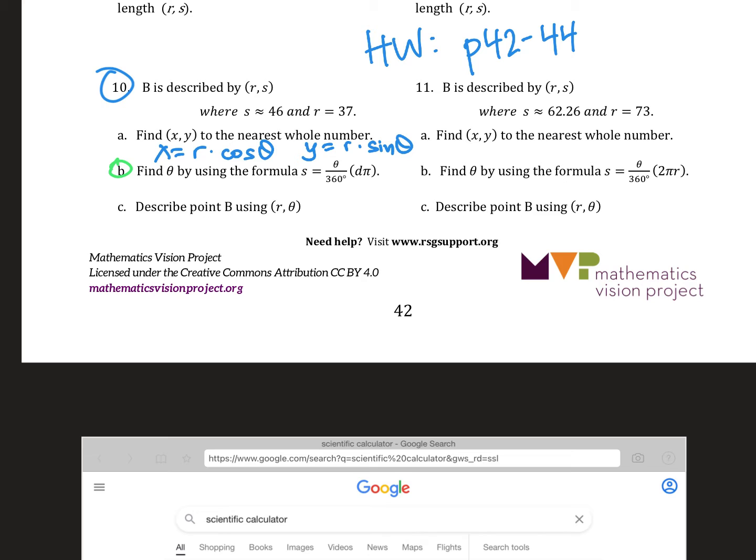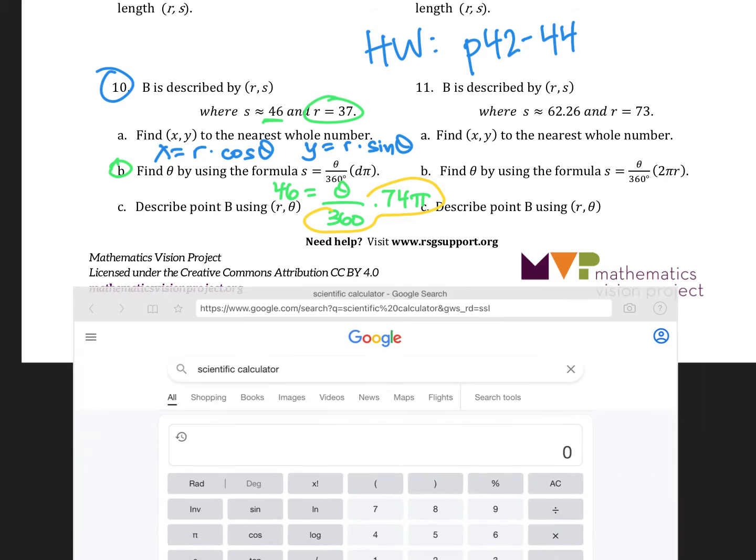So our arc length, S, was given to be 46, and that's equal to the unknown theta over 360 times the diameter. Well, we have the radius as 37, so the diameter is double that, 74, times pi. Okay. So for us to work through solving this, one way of approaching it is to evaluate numerically what we can. So there's a 74 pi on top, divided by 360.